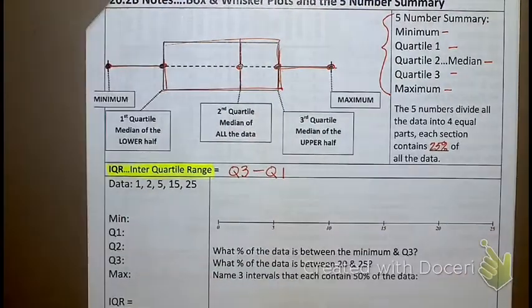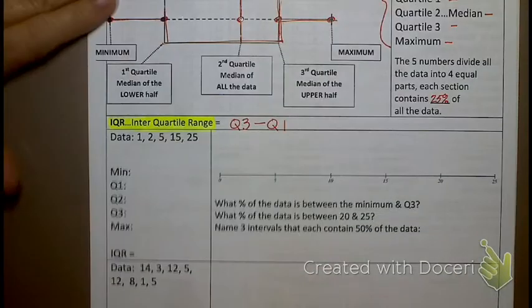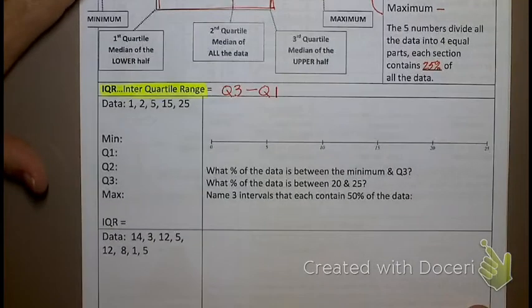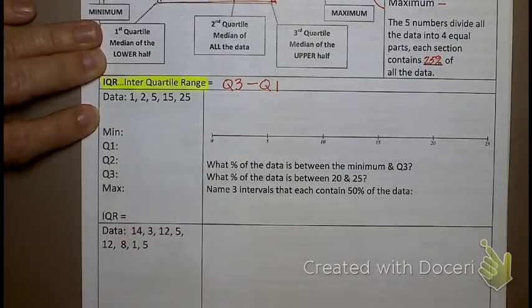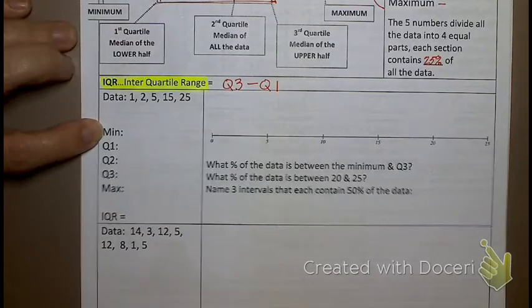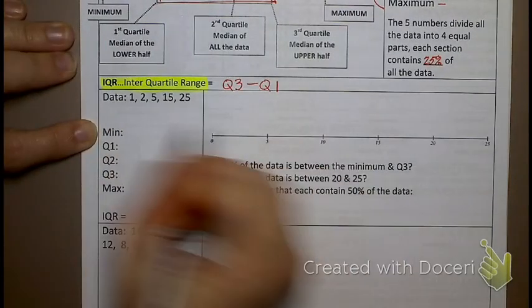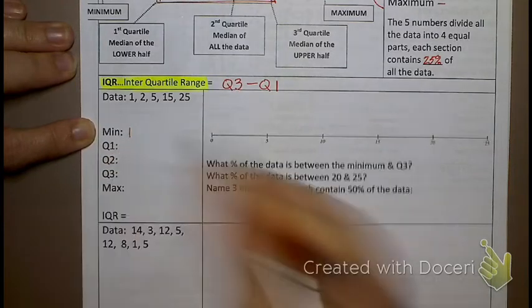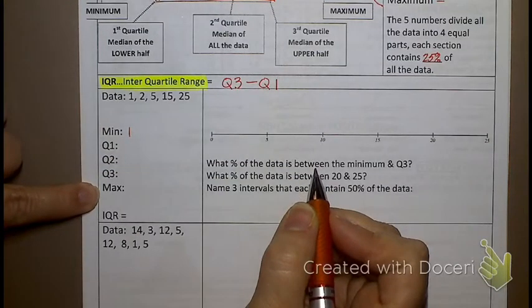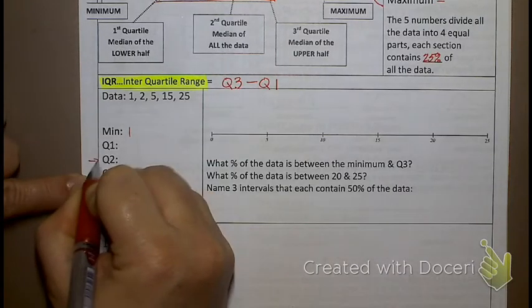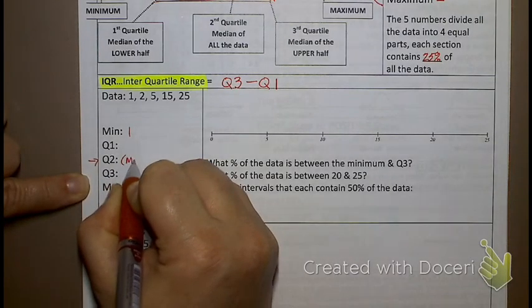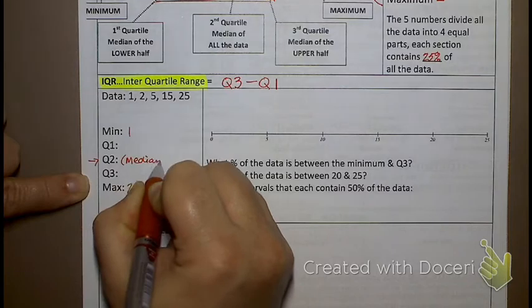Okay? So, here is a set of data. It is already listed in order for me. That was very nice of them. So if I asked you what's the minimum, what would you say? 1. If I asked you what's the maximum, what would you say? 25. If I asked you for Q2, which is also known as the median, what would you say? 5.